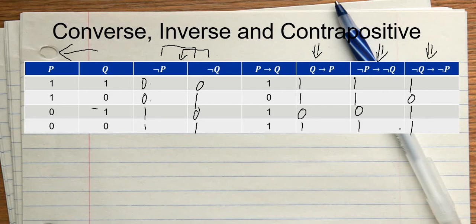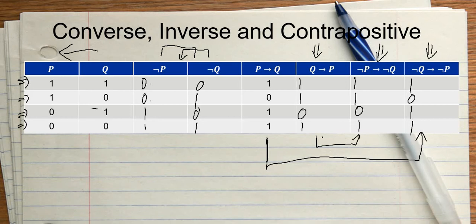Do you notice something in our table? As you can see, the original conditional and the contrapositive have similar truth values given these situations. Similarly, the converse and the inverse have similar truth values with the given situations.